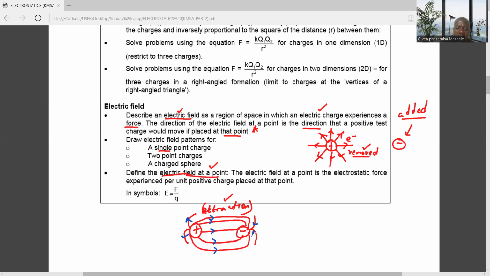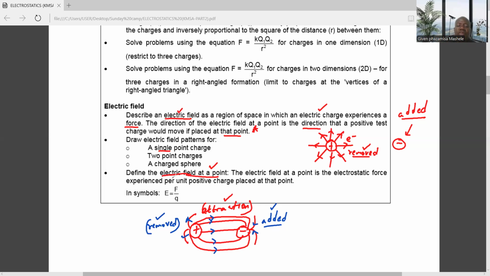So what does this mean? It means the electrons are removed on the positive charge and they're actually added on the negative charge. So you need to be able to understand the difference between charges that are removed and the ones that are added. This is what you need to be able to understand.